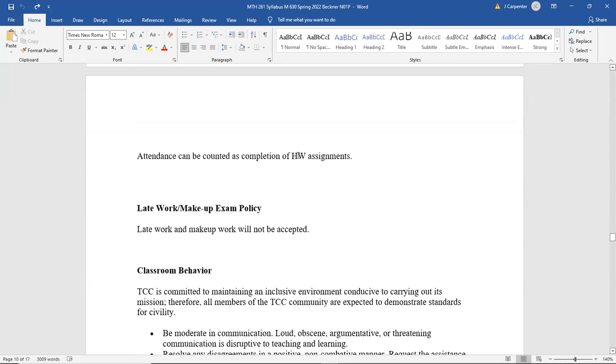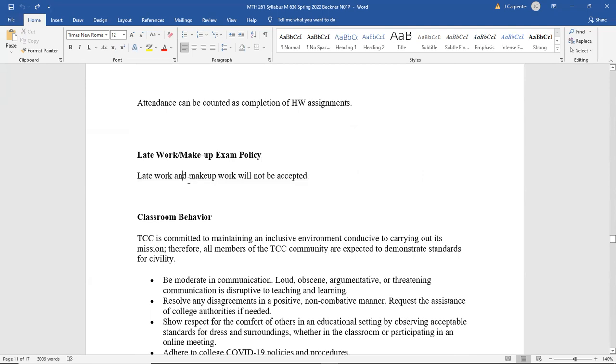Late work, makeup work. I said late work and makeup work is not accepted. But then I also said that if it's 2 months in, 3 months in, you've proven yourself, you've been doing your work and you need one, you know, kind of extra chance, I can let that slide. But if you start asking me for additional time every single week, that's not going to happen.